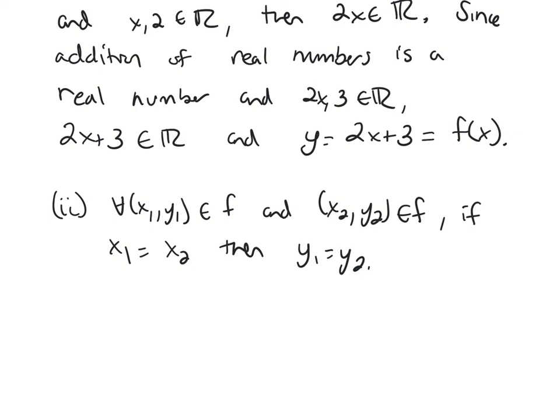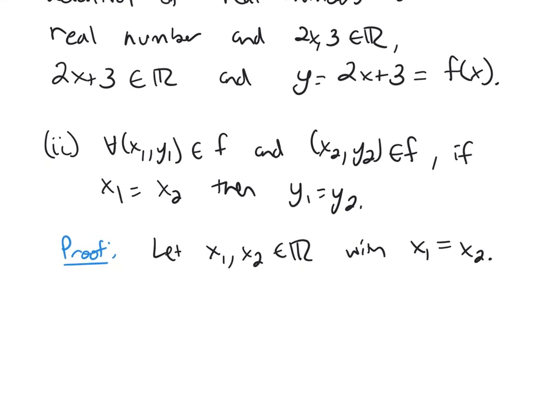So let's write the proof here. You're going to let x1 and x2 be in R with x1 equal to x2. Well, since x1 equals x2, I can multiply by 2 and the equation stays the same, so 2x1 equals 2x2.